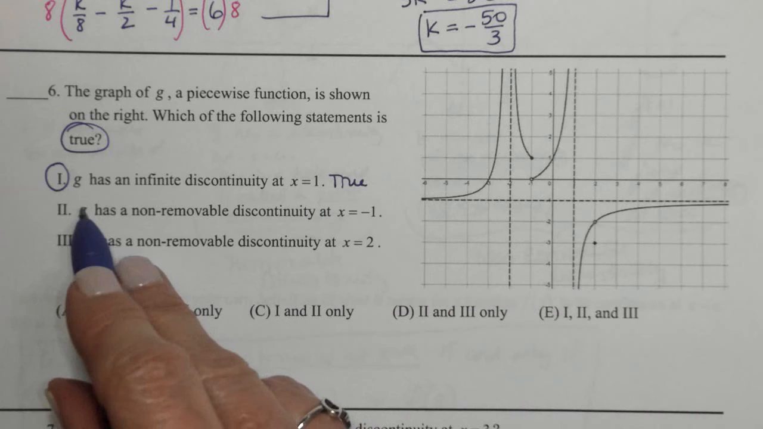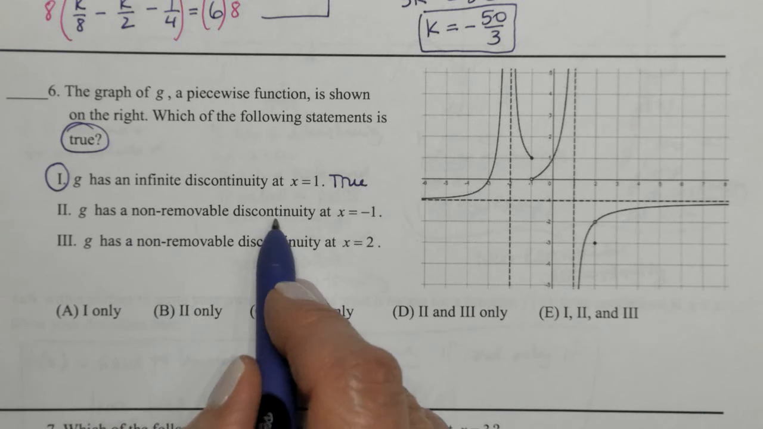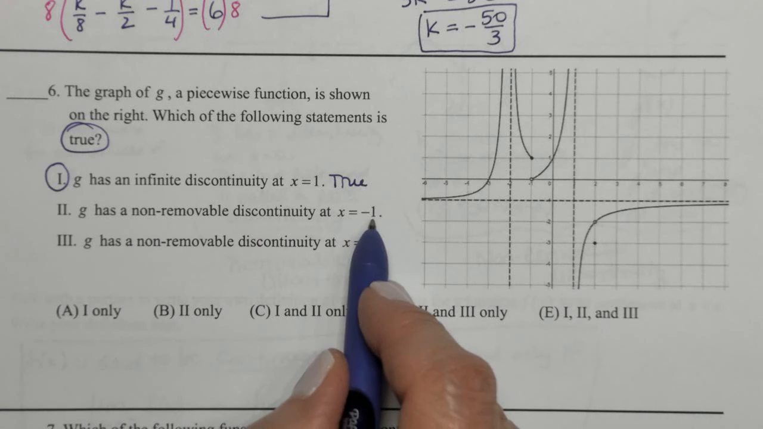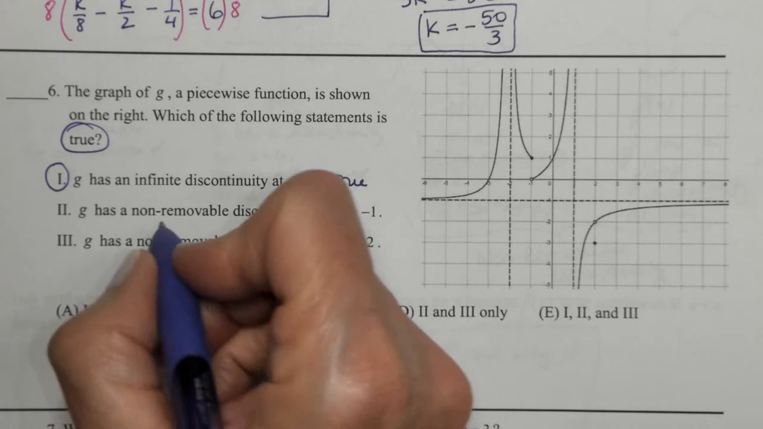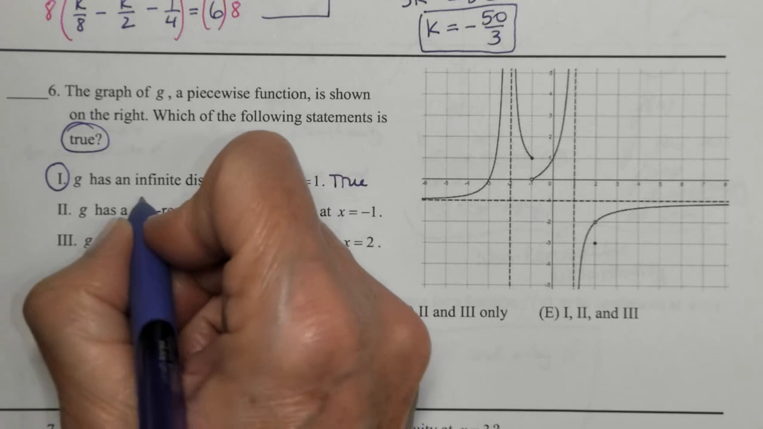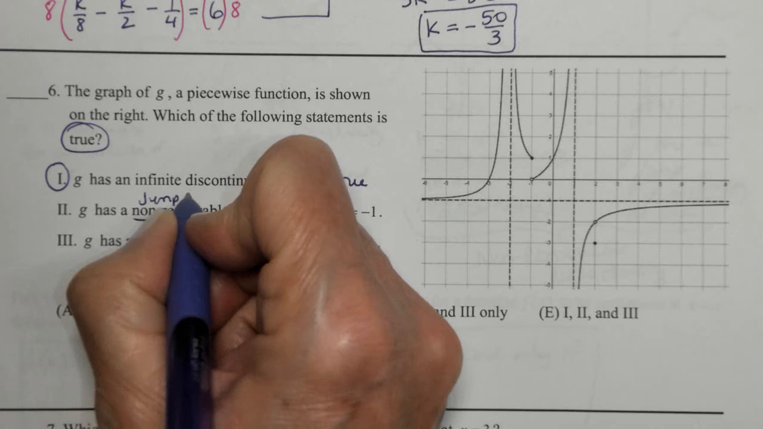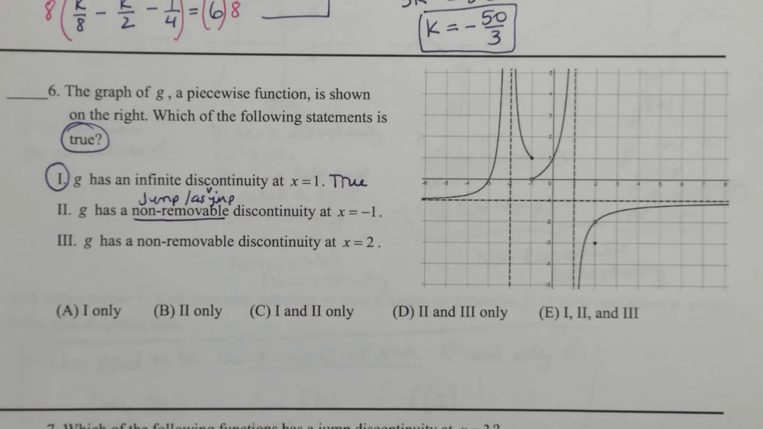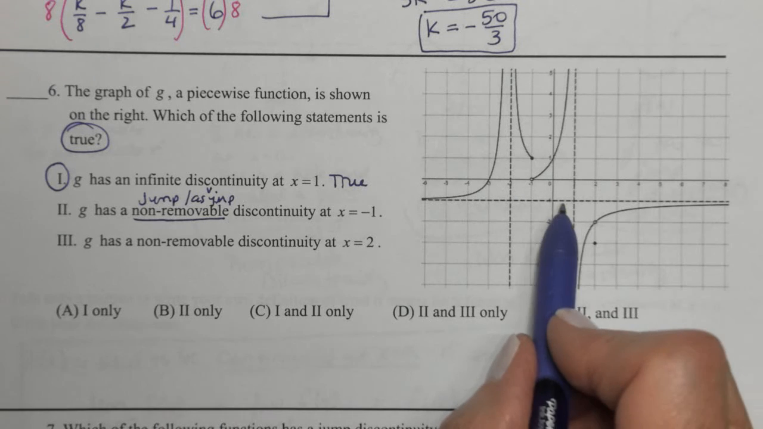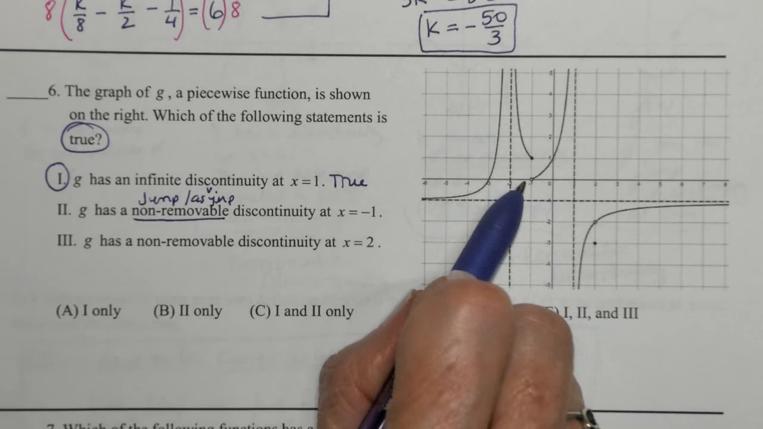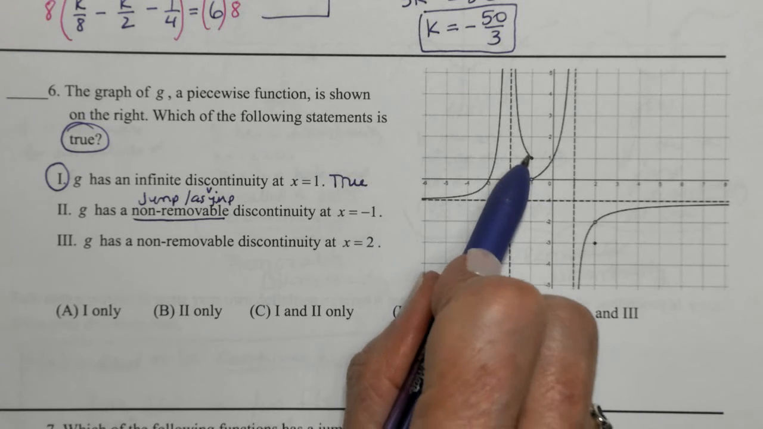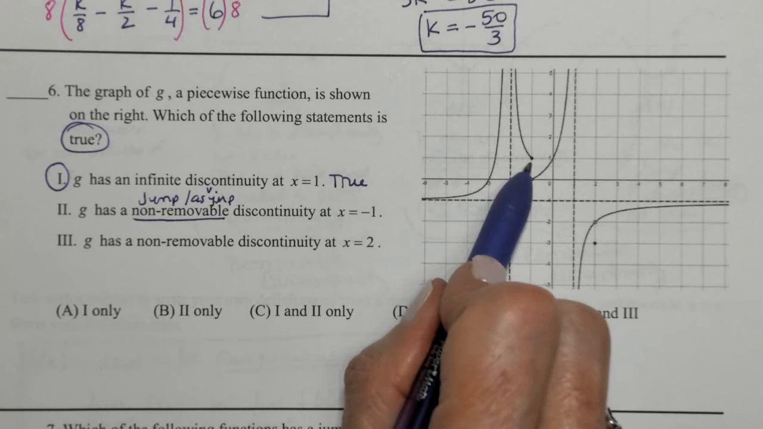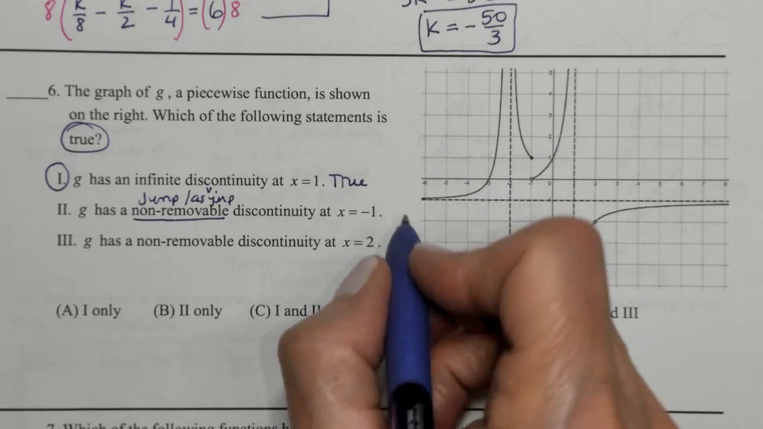Okay? G has a non-removable discontinuity at x is equal to negative 1. So non-removable, that means a jump or an asymptote, a vertical asymptote. That's what a non-removable discontinuity is. So I'm going to x is equal to negative 1. Do we have a jump discontinuity there? We certainly do. So this is also true.